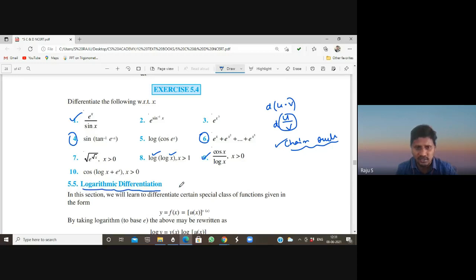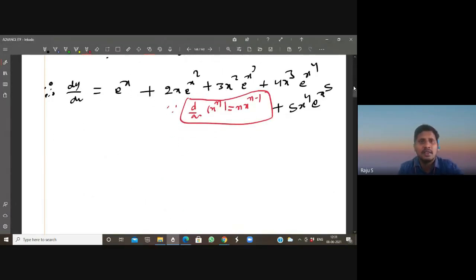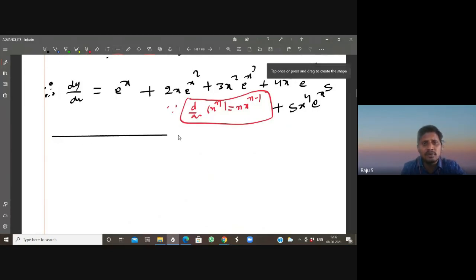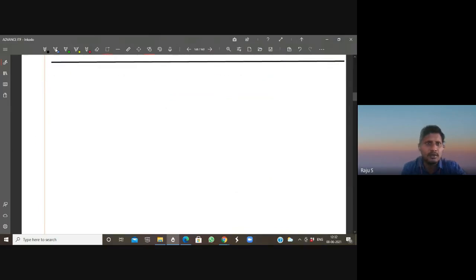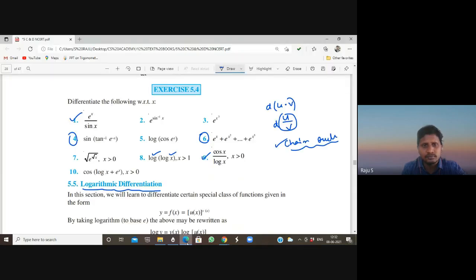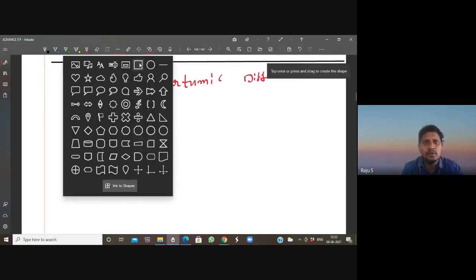Logarithmic differentiation. I'm going to explain in what cases we will apply logarithmic differentiation. Logarithmic differentiation means take log on both sides, apply logarithm on both sides. That's it. Clear, students? Right.